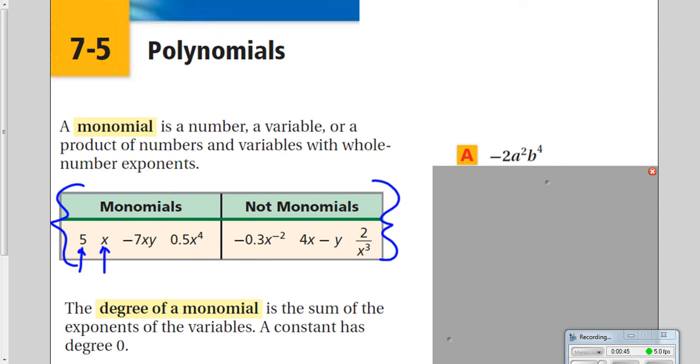Or it can be a product of numbers and variables. So this whole thing right here, when it's all squished together like that, we know that that means that it's being multiplied, so it's a product of numbers and variables. So this is a monomial. Same with this guy. Okay?